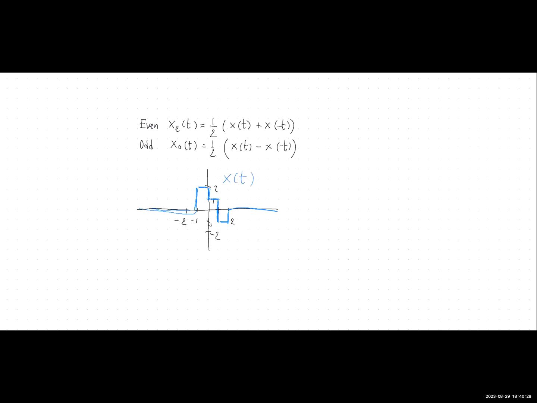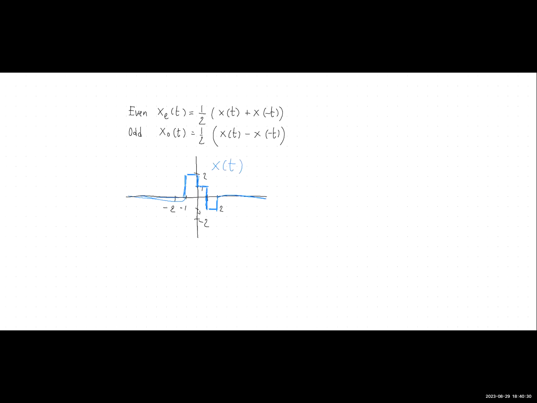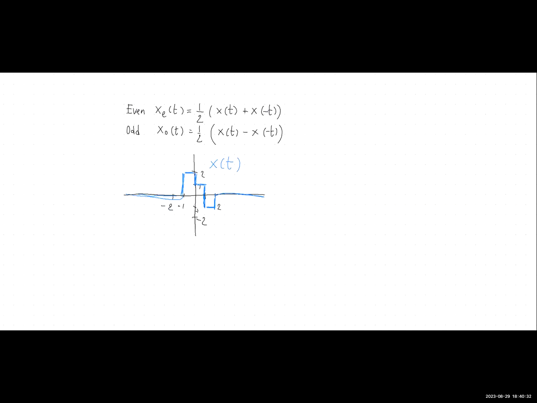Let's start with the even function. So when I have x(t), I know this is my x(t) and I'm happy now. But the next thing that I want to do is know what x(-t) is. I want to know how it's going to look. So how should I do that? Basically, we do this graph by flipping everything down, and it's going to look like this.